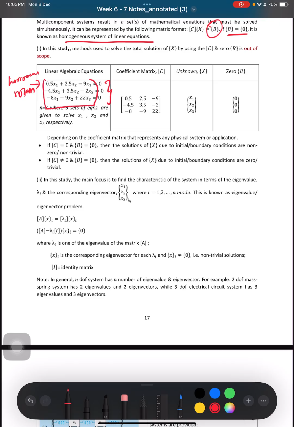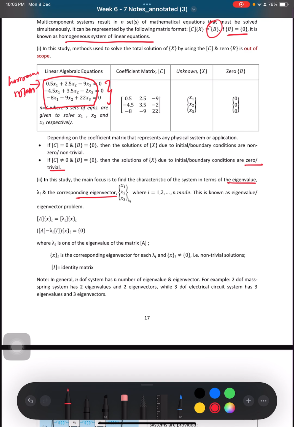Depending on the coefficient matrix that represents any physical system or application, if the coefficient matrix is zero and B is equivalent to 0, the solution for X due to the initial and boundary conditions is non-zero, which is non-trivial. But if C is not equivalent to 0 and B is equivalent to 0, then the solution X due to the initial or boundary conditions is 0, or trivial. So in this study, let's focus on the eigenvalue and eigenvector in order for us to find the solution for the homogeneous equation.